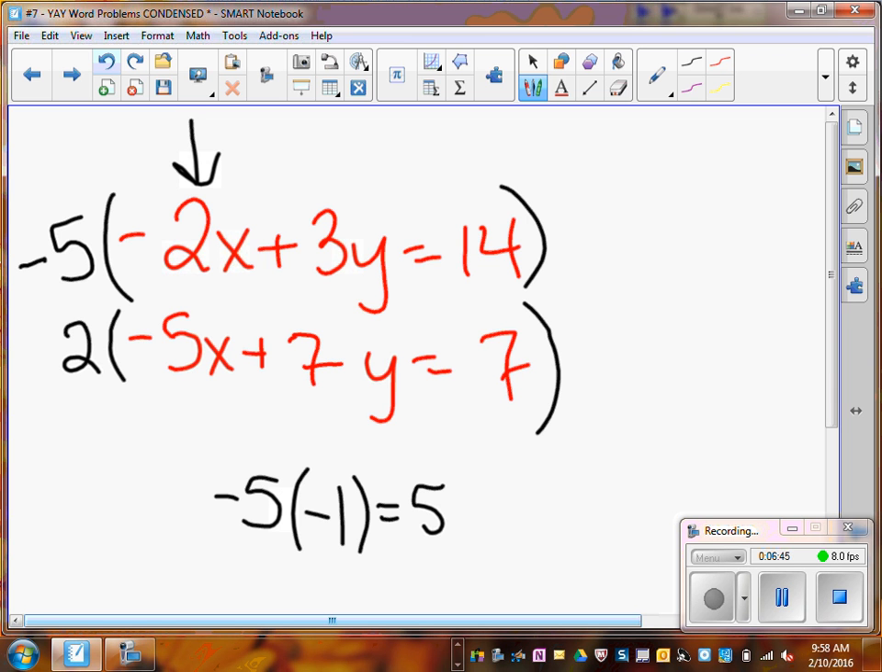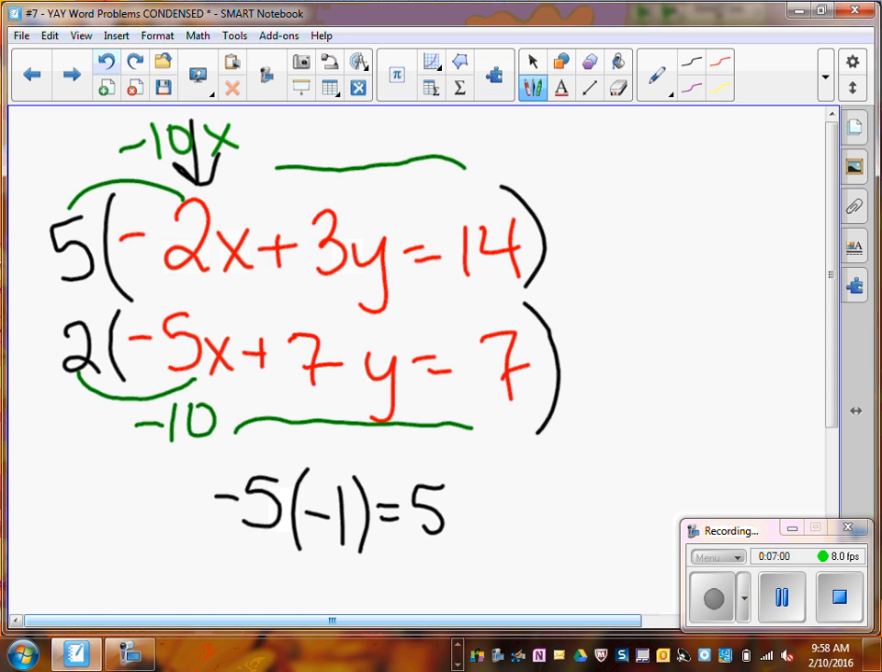Why do you have to change it? Because if I had just a positive 5, when I would multiply this out, I would get negative 10x, and then so on. When I'd multiply this out, I would get negative 10x. But what's negative 10x plus negative 10x? Negative 20, right? We want it to cancel out. We want to eliminate it. We want one to be positive, one to be negative.